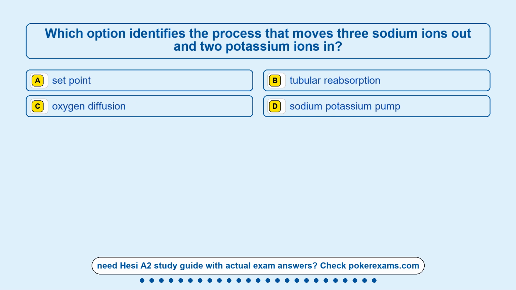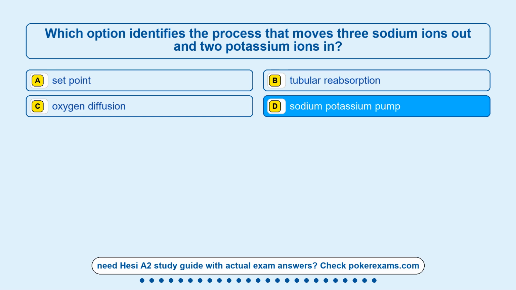Question 22. Which option identifies the process that moves 3 sodium ions out and 2 potassium ions in? Option A, set point. Option B, tubular reabsorption. Option C, oxygen diffusion. Option D, sodium-potassium pump.